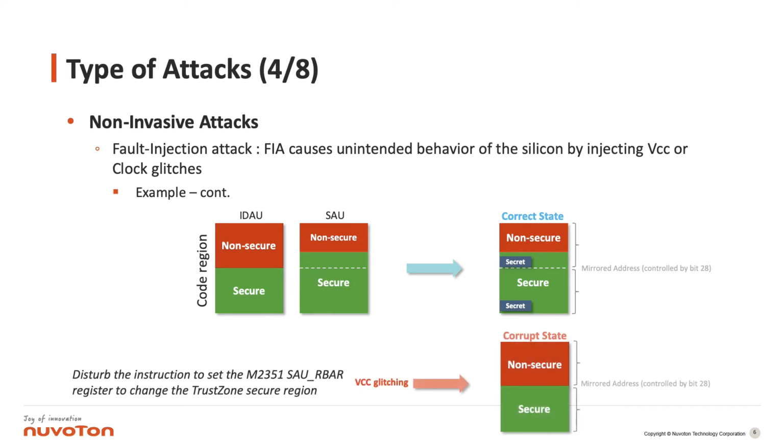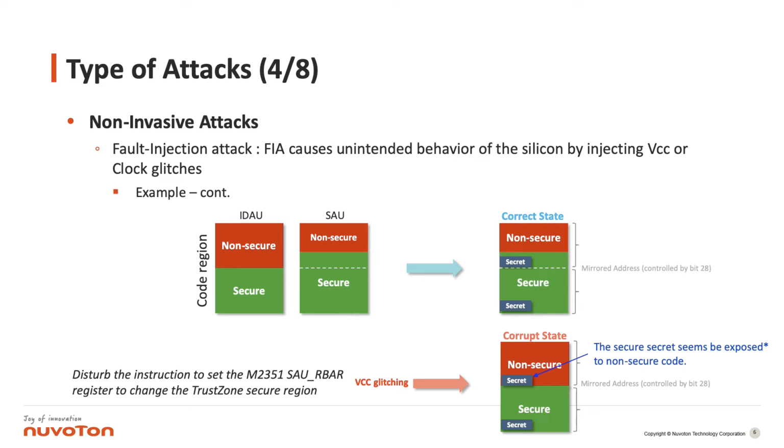If a VCC glitch occurs when setting the SAU register, the writing of the SAU registers may fail. The security attribute of the code region will be set as the default value by IDAU. At this time, if you write secure data in the secure wall, the mirror address of the secure data seems to fall in the non-secure wall. Therefore, the value of secrets seems to be readable by non-secure code.